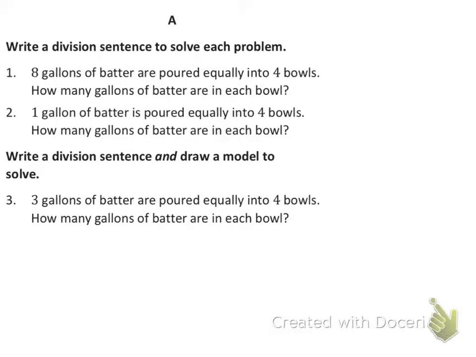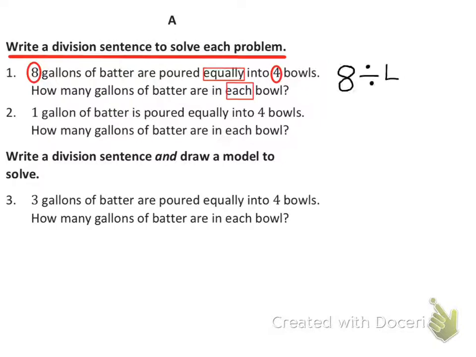8 gallons of batter are poured equally into 4 bowls. How many gallons of batter are in each bowl? So we're looking at 8 gallons of batter, and that's poured into 4 bowls. And the words equally and each are the key words that tell me that we will be dividing. So when I set this up, I am dividing 8 by 4. Now, every single problem in this lesson will be division, right? If we look at our learning targets, we're looking at division. But it's always great to recognize the keywords that tell you if you're doing addition, subtraction, multiplication, or division.